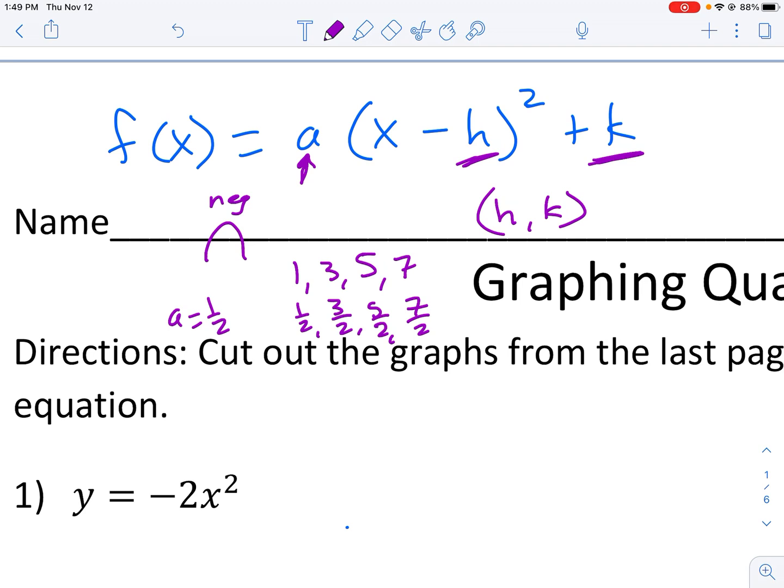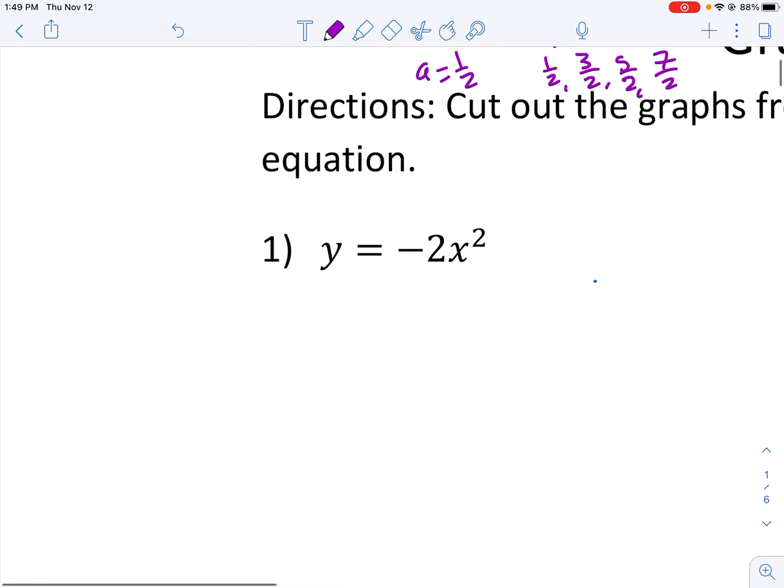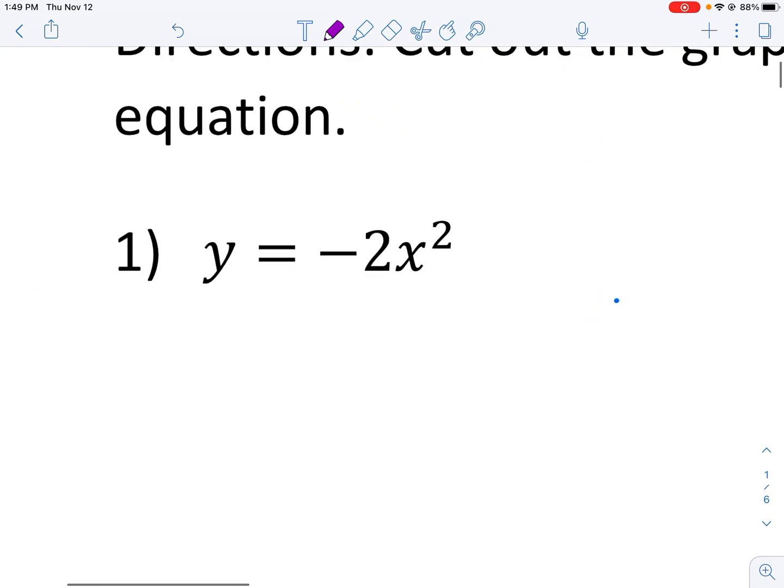And so now that you've gone over those things, let's look at a couple of these just so you can see how they work and how they can help you in figuring out what the graphs are. This first one here, I notice it doesn't have anything in there with the x. It's not like x minus 2 or anything. It's just x squared, and there's no number outside either. So that lets me know that my vertex is going to be at the normal (0, 0). That's the basic graph there.